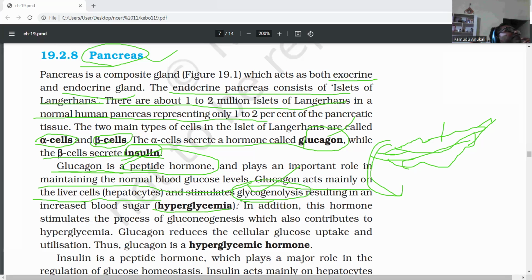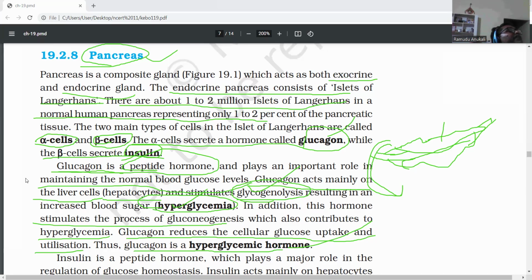That results in hyperglycemia. In addition to this, the hormone stimulates the process of gluconeogenesis, which also contributes to hyperglycemia. Glucagon reduces the cellular glucose uptake and utilization. Thus, glucagon is a hyperglycemic hormone.